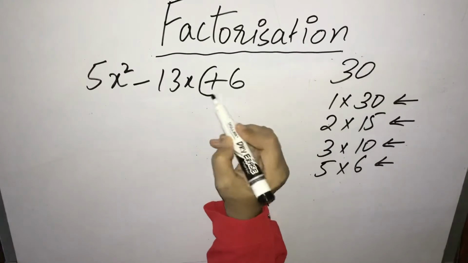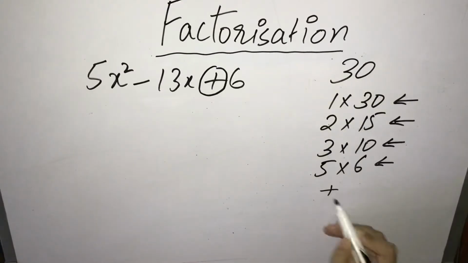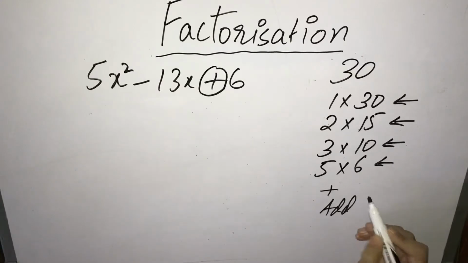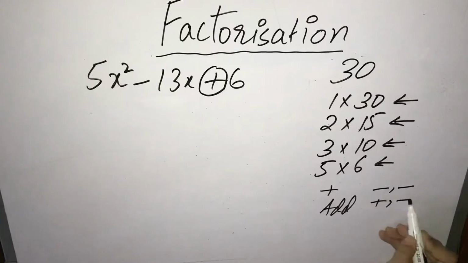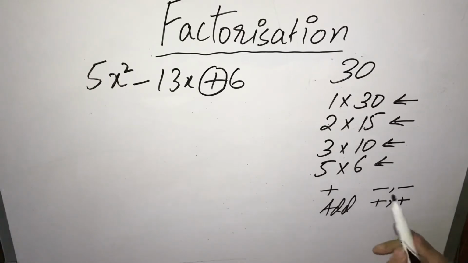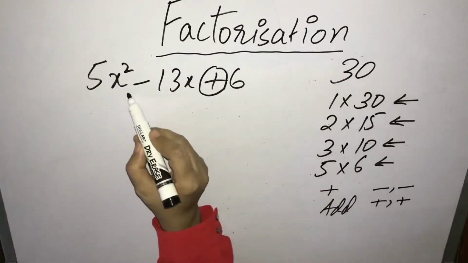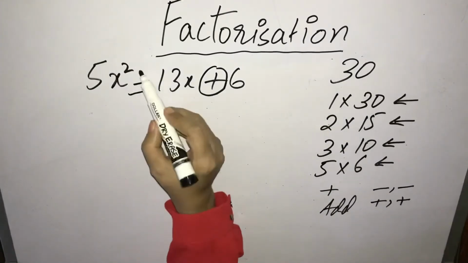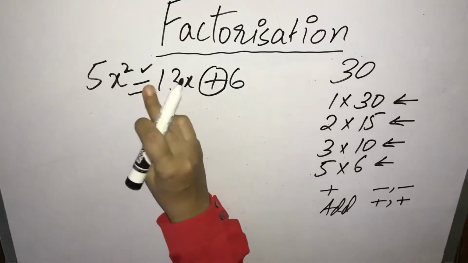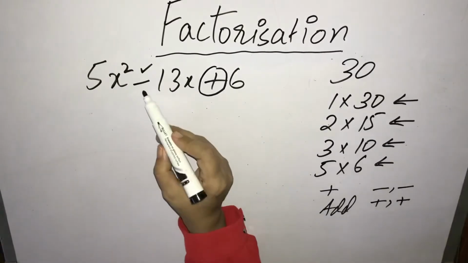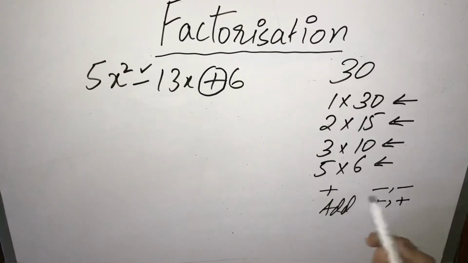This plus sign shows that we have to add both the factors. That is, either both factors should be negative or both factors should be positive. Otherwise, while multiplying, we cannot have positive 30. This sign shows that the bigger factor will be negative. We have to basically add the factors, so both factors should be negative. As the bigger factor should be negative, we need both the factors negative.